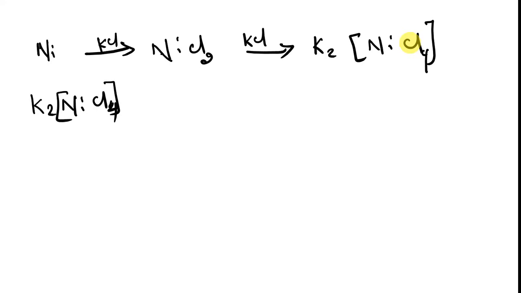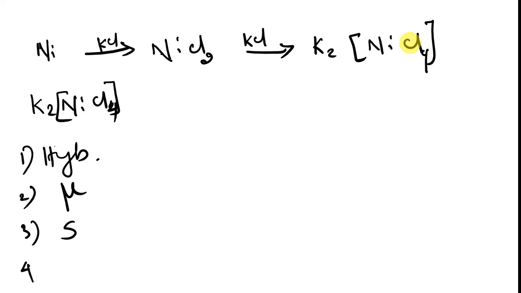So for this compound, we have to find four things. First, the hybridization. Second, the magnetic moment. Third, the spin multiplicity. And fourth, the nature, either para or dia. So let us check it out.